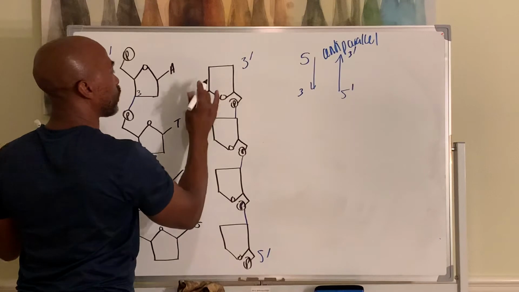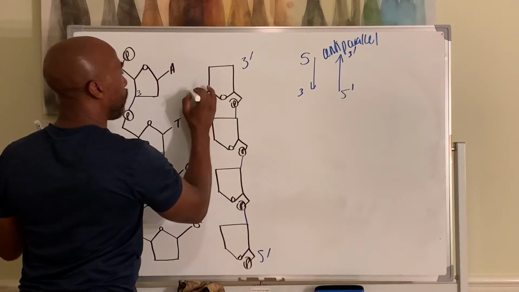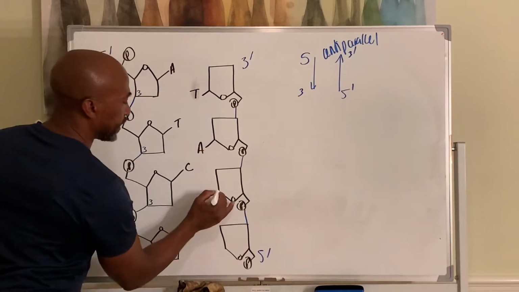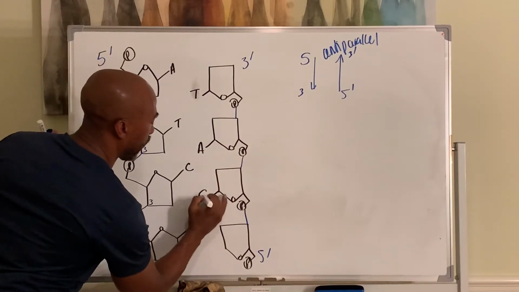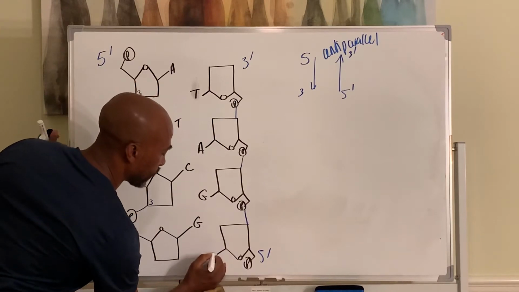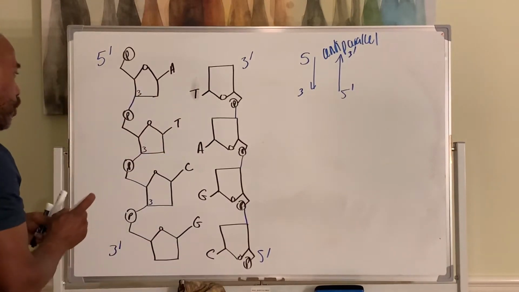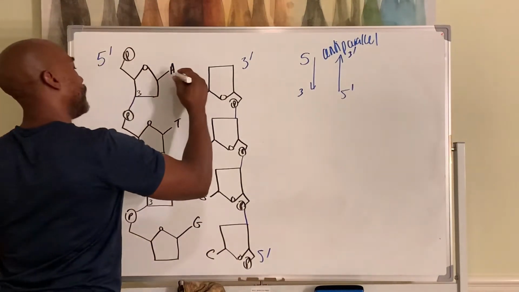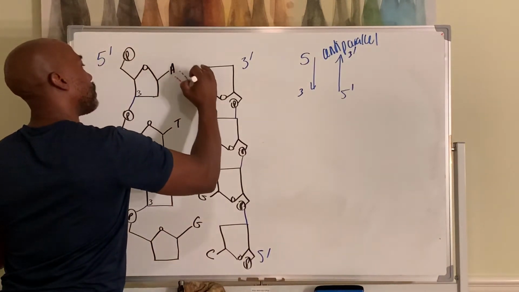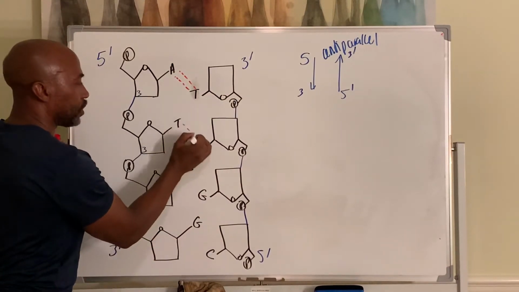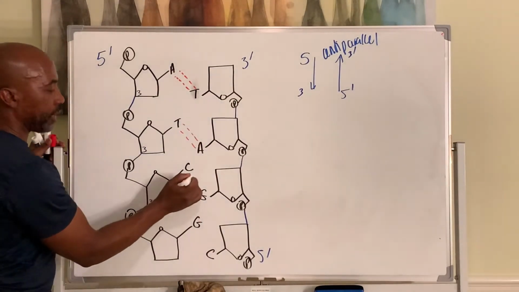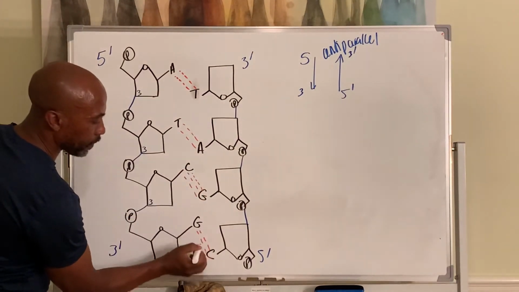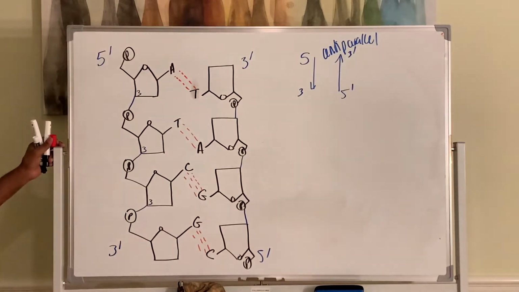It's a law of nature, that the A's can only pair with T's, and the C's can only pair with G's. Not only that, there are a certain amount of hydrogen bonds between them. So between the A and the T, you have 2 hydrogen bonds. Between the G and the C, you have 3 hydrogen bonds. Okay, and that's how you build your DNA.